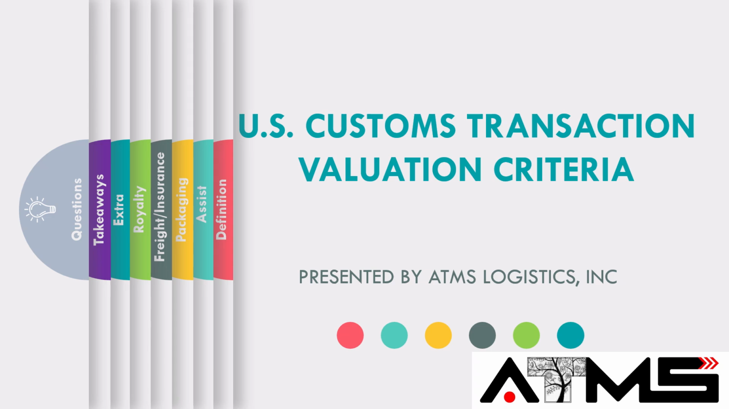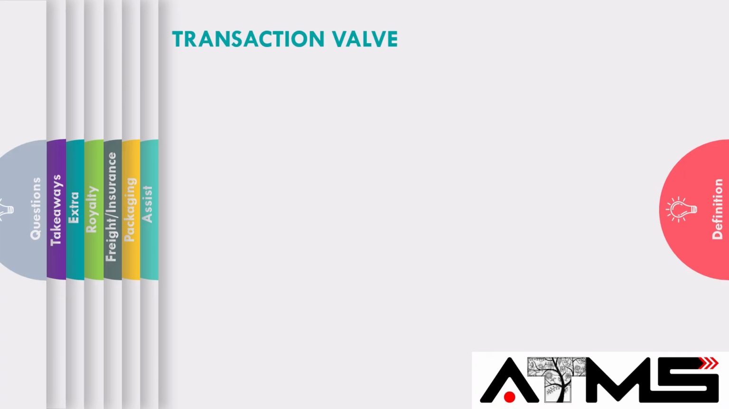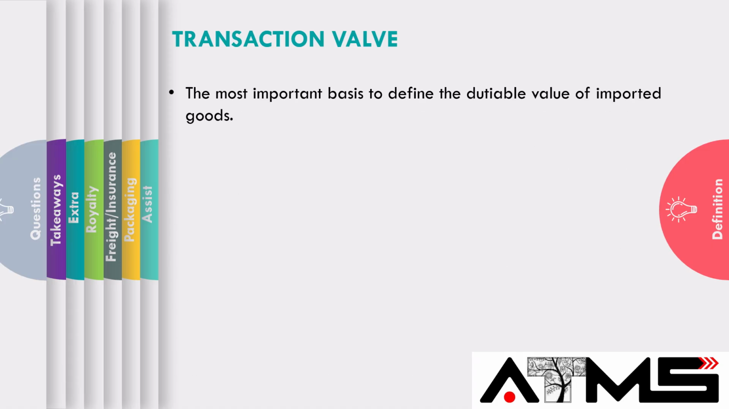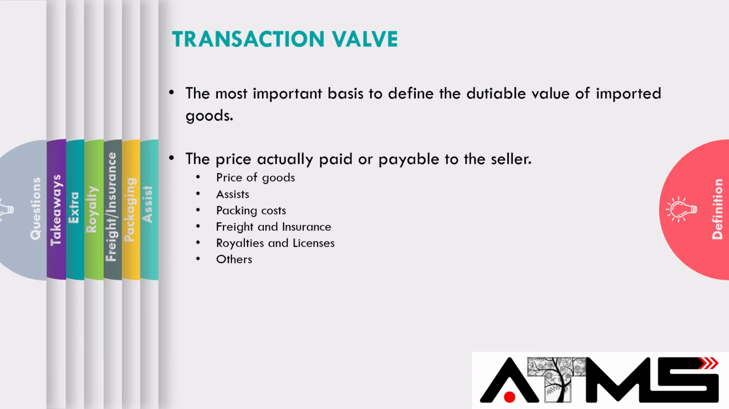Let's dive into today's topic. When determining the price of goods, there are basic components such as raw materials, labor costs, overhead, interest, profit, and other expenses. Similarly, when U.S. Customs determines the customs value, there is also a basic standard, and that is the transaction value. In simple terms, the dutiable or transaction value refers to the total amount paid or payable by the importer to the exporter for the imported goods.